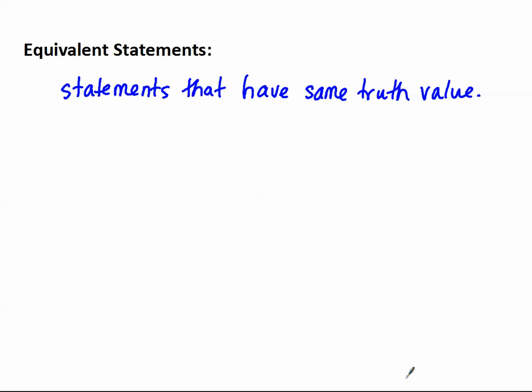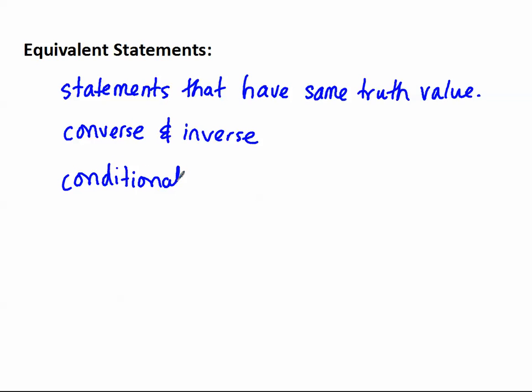Now, when I said the converse has the same truth value as the inverse, I'm speaking of equivalent statements. Equivalent statements are pairs of statements that have the same truth value, such as the converse and inverse. They have the same truth value, and the conditional and the contrapositive. Having the same truth value means they are both true or they are both false.